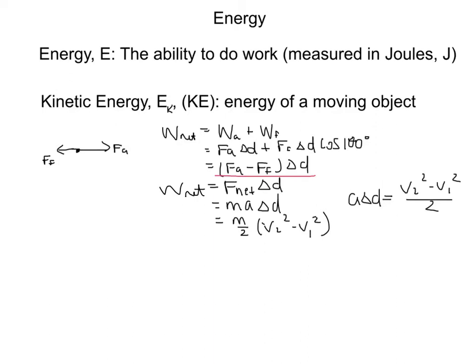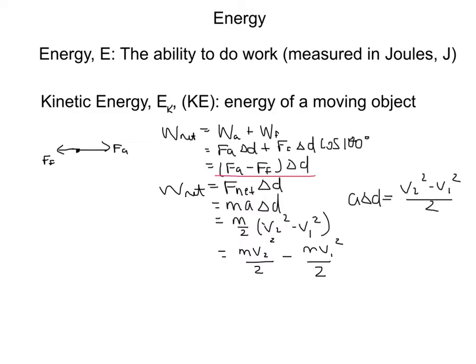But F net is also mass times acceleration. And from one of our kinematic equations, we also know that acceleration times displacement is the difference of squares of the velocities over 2. So I can substitute that in. And then I basically end up with two statements: mass times v2 squared over 2, and mass times v1 squared over 2. And it turns out that these statements are kinetic energy.